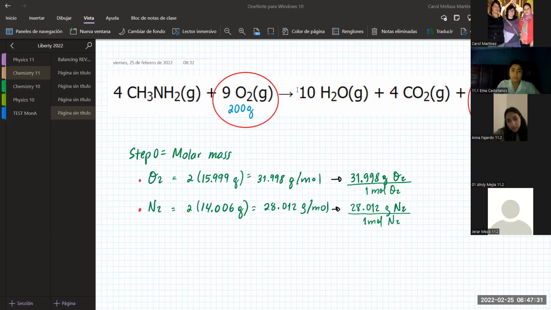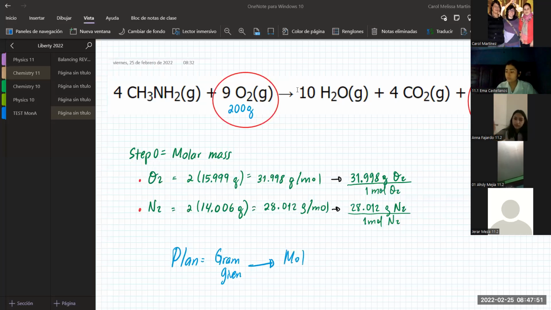So to work with the problem, for 200 grams of oxygen, how many grams of nitrogen are going to be produced? Remember the plan. The plan is from grams given to moles given. What should I use here? Only in this part? Do I have to use molar mass or molar ratio? Molar mass, because of the grams, okay? And as I'm relating just the given, I will use the mass of the given.